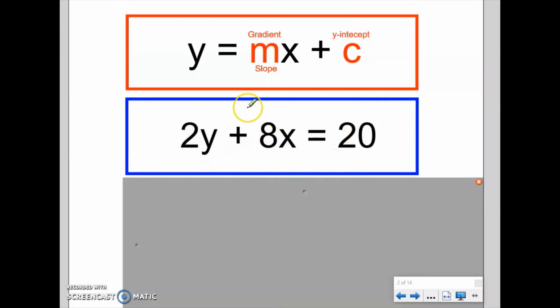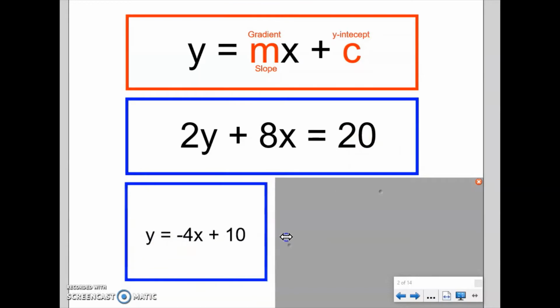So I need to do two things to manipulate this bit of algebra. I'm going to divide by 2 to be left with y plus 4x equals 10. But then my plus 4x I will take away from this side and at the same time subtract from this side. So what I'm going to be left with is y equals minus 4x plus 10. I divided by 2 and then I took my plus 4x, because once it was divided by 2 it was a 4, and I moved it to the other side, which is the same as subtracting 4x and subtracting 4x.